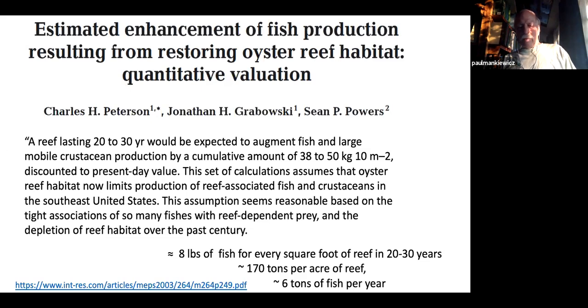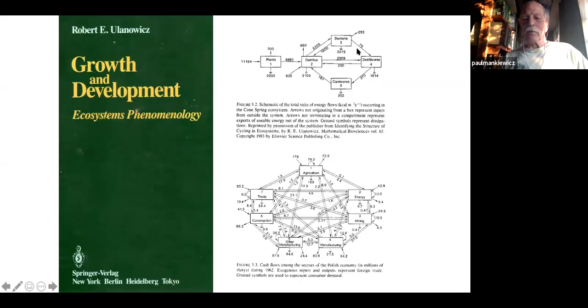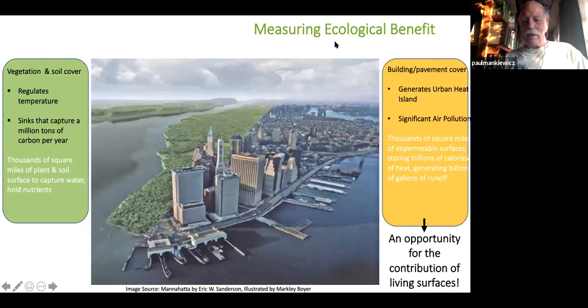So what is that really? Well, it's about 8 pounds of fish every square foot. Or if you put it in acre terms, about 170 tons of fish per acre of reef, 6 tons of fish per year from a single acre of reef. So in other words, the fishery comes back because natural systems are structured so that materials are not wasted. So everything in the top picture goes back through the other components. And that happens in nature all the time.